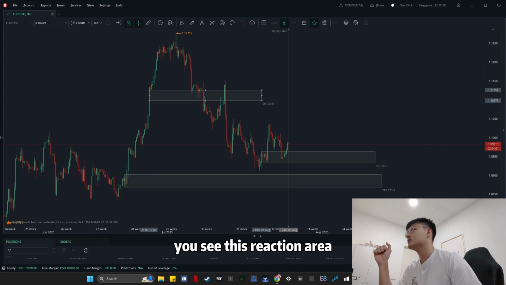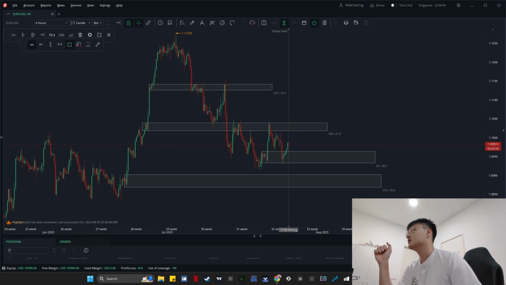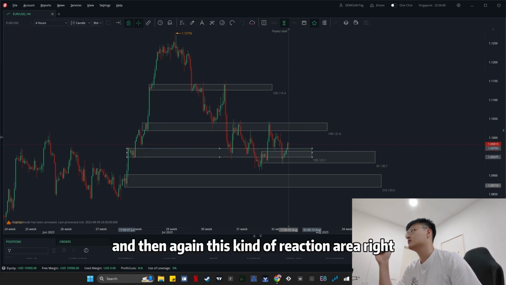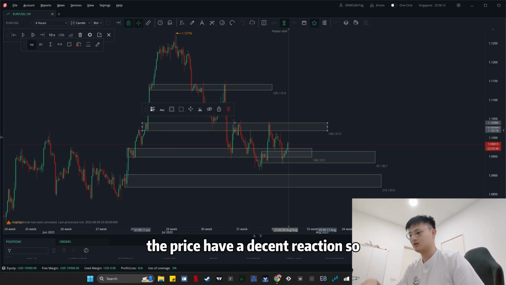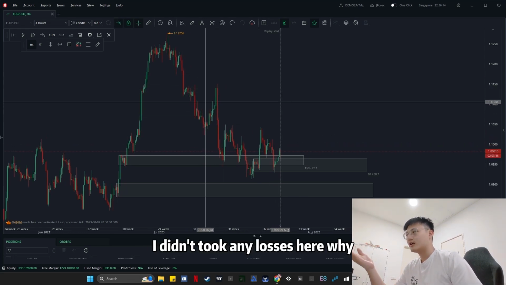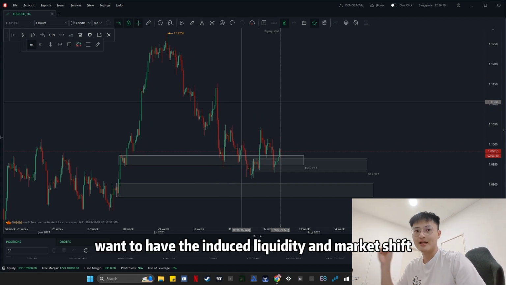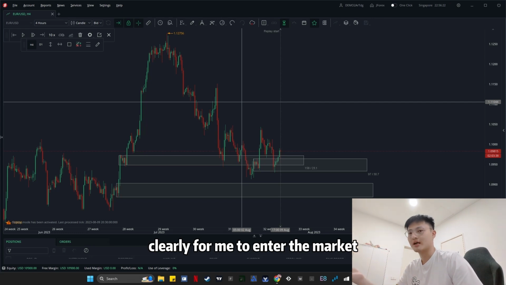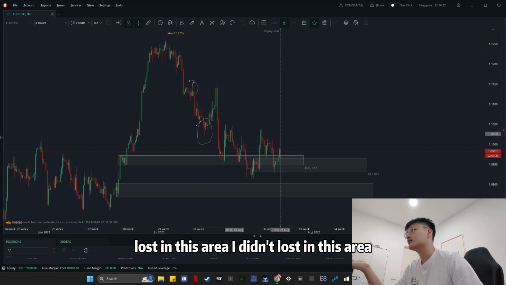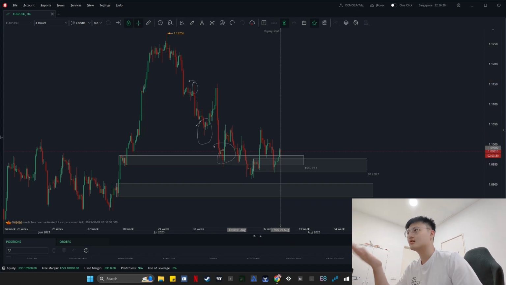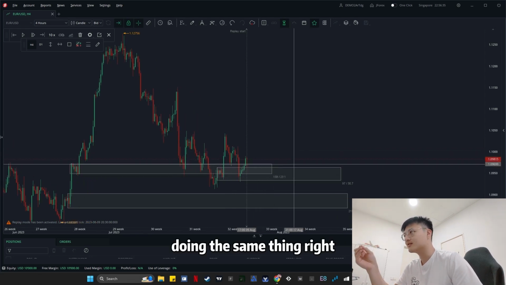You see this reaction area, and then again this reaction area, and again this reaction area, right? And then again, after the price reached this reaction area, the price had a decent reaction. So I didn't take any loss here. Why? Because I always want the inducement of liquidity and a market shift cleanly before I enter the market. That's why I didn't lose in this area, or this area, or even this area. I just broke even.